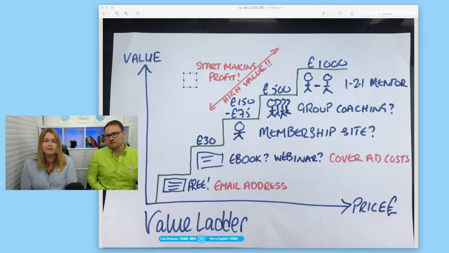And actually, it's quite good because if you take a look at the ladder, imagine you don't have the middle steps. Imagine you just have the free item and the £1,000. It's very hard to get someone in at the £1,000 if they don't actually know you. It becomes quite a hard sale, and actually you can do it, but it's a softer landing if you pull people in at the freebie and build them up.